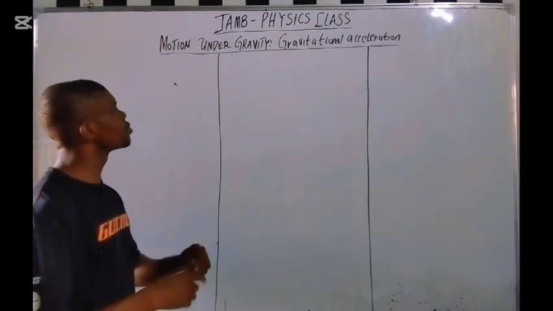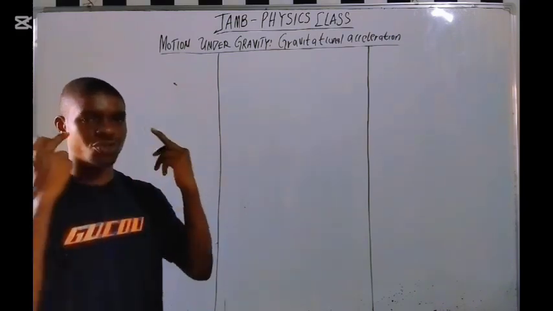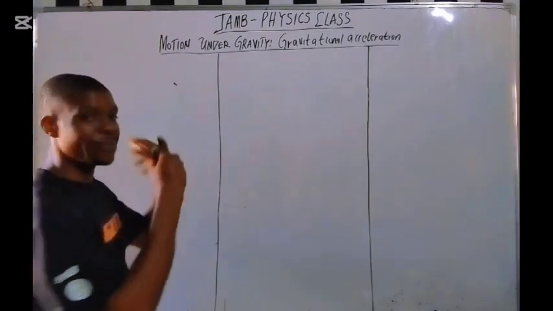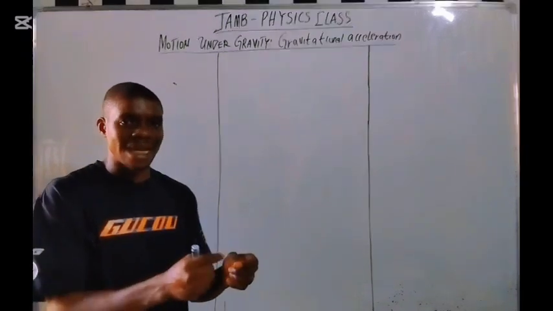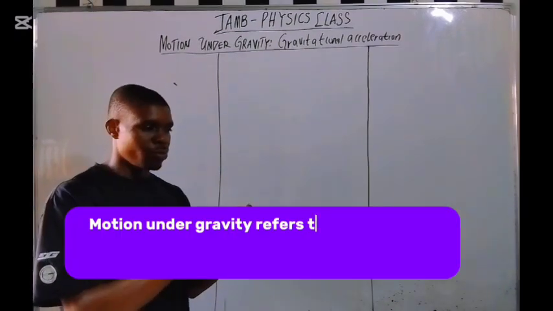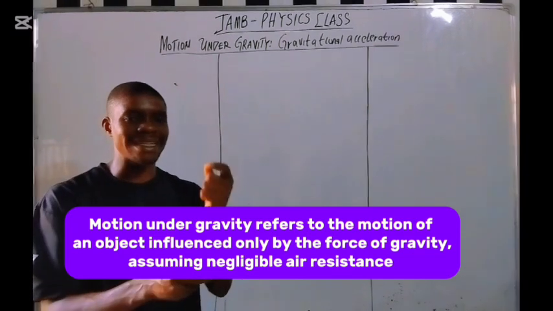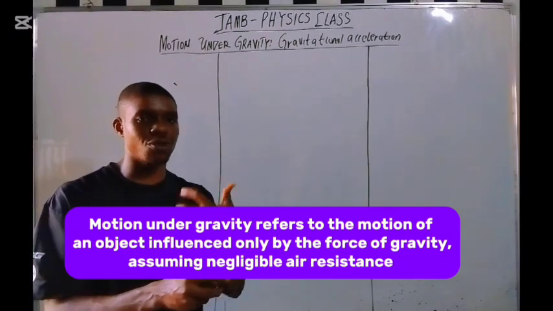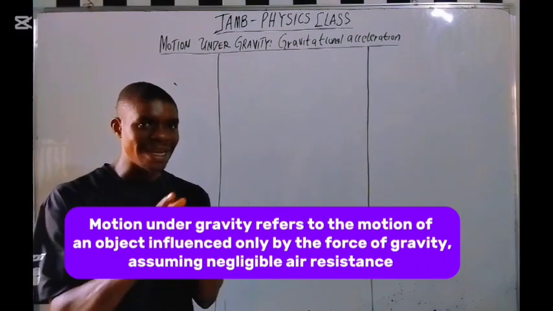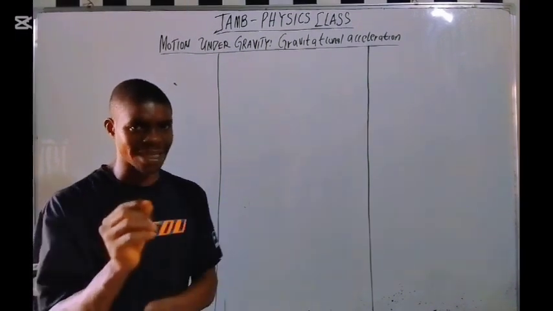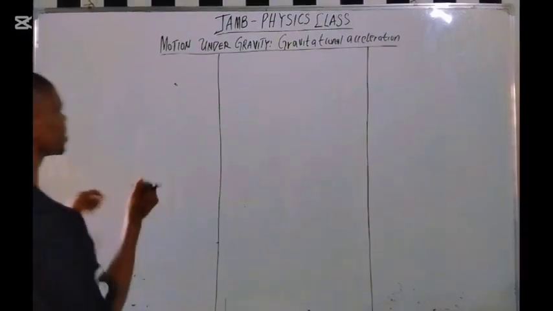Now, what is motion under gravity? Let me explain before we enter the main stuff here, because you're going to understand the basic concept. Motion under gravity refers to the motion of an object influenced by a gravitational force, or by the force of gravity, with little or negligible air resistance. Just force of gravity.